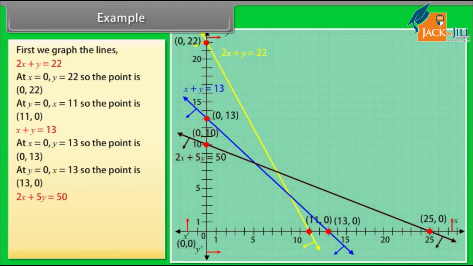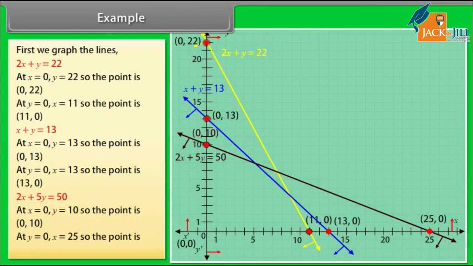2x plus 5y is equal to 50. At x is equal to 0, y is equal to 10. So, the point is 0, 10. At y is equal to 0, x is equal to 25. So, the point is 25, 0.